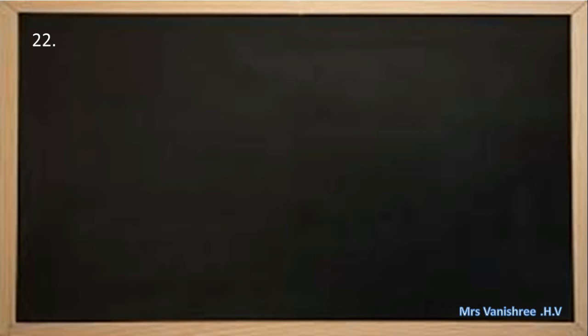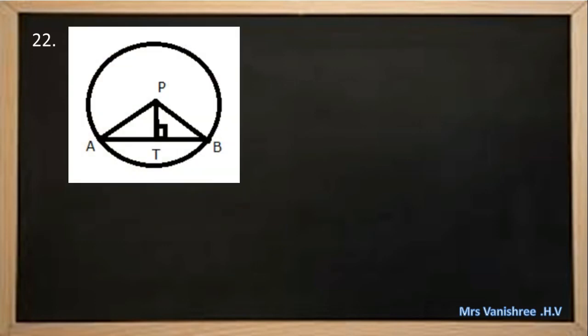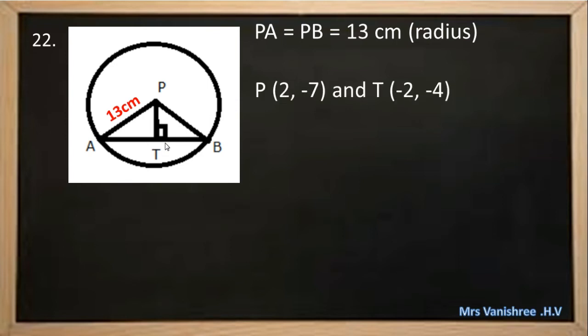There is a point P(2, -7) which is named as the center of the circle, and the radius of the given circle is equal to 13 units. Hence from the diagram we can notice that PA is equal to PB, its measure is equal to 13 centimeters. PT is a line which is perpendicular to the chord AB, hence at the point T we have an angle equal to 90 degrees. Now T is named as (-2, -4).